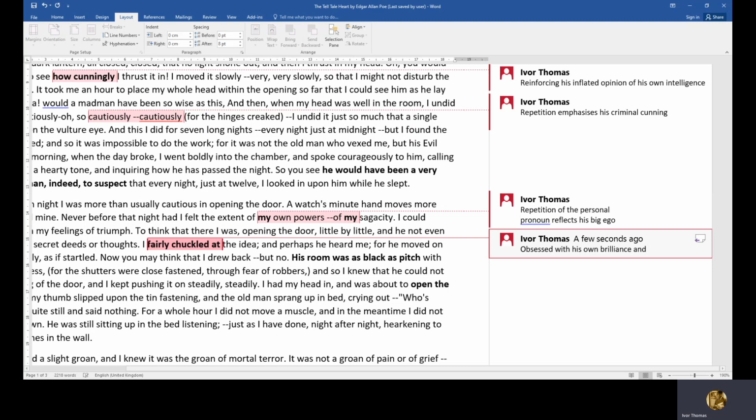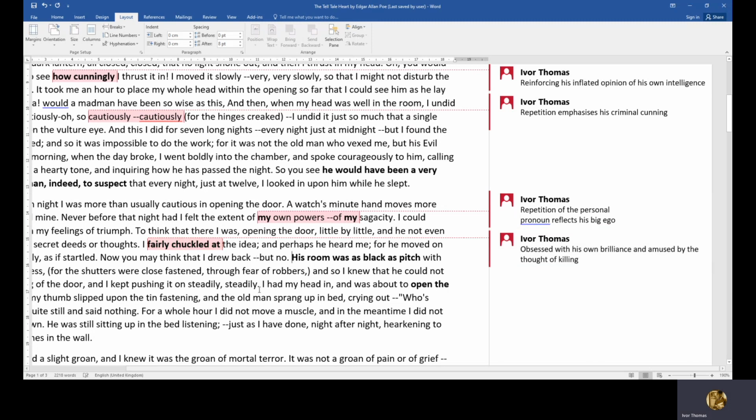He's taking pleasure in the idea of murder. I'm sure that's slightly pathological. Obsessed with his own brilliance and amused by the thought of killing. There are a couple of other references to him laughing at his own criminality.